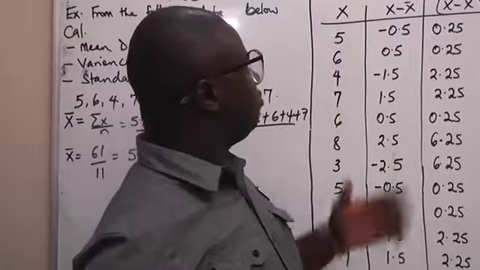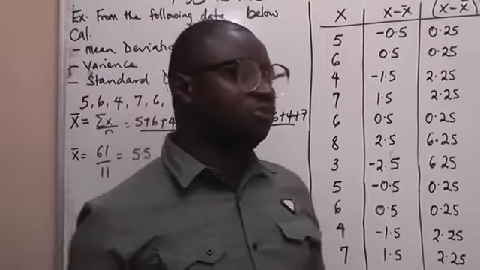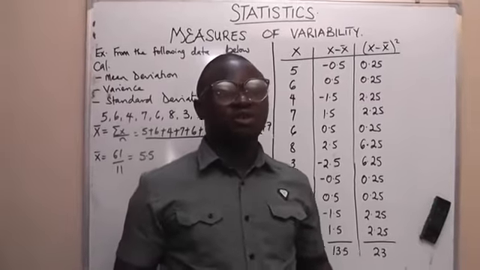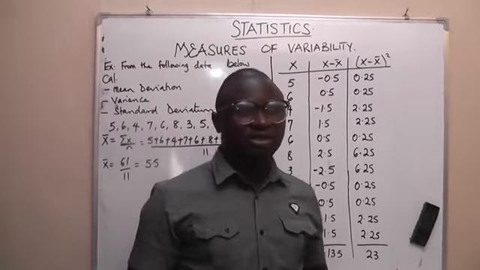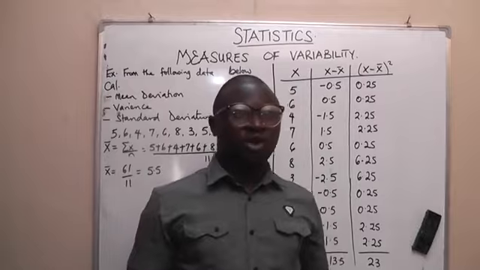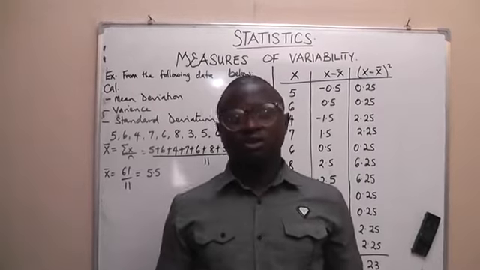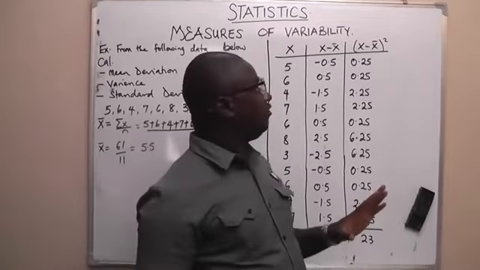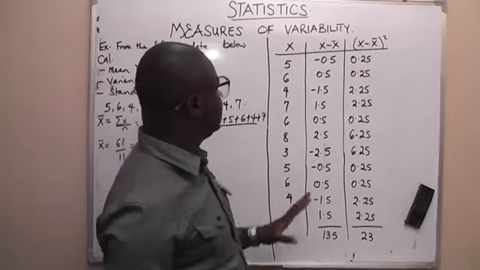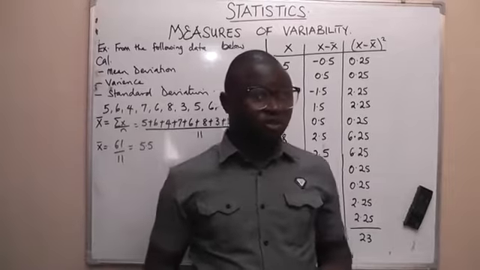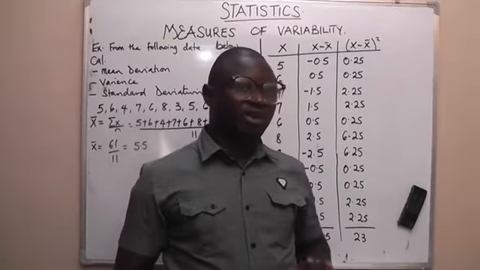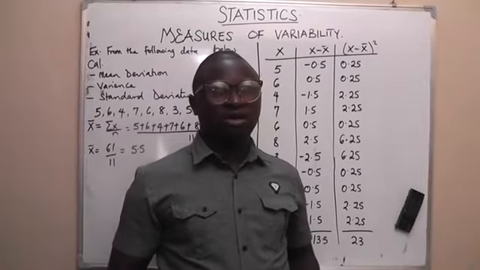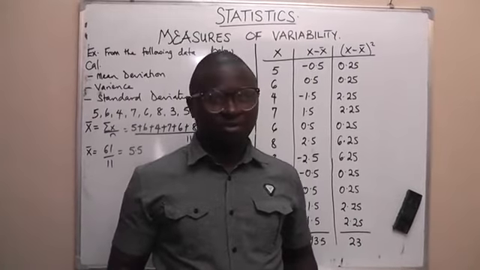Examples of measures of variability or measures of dispersion are the range, the mean deviation, the standard deviation, the variance. We also have things like coefficients of variation and the rest of them. But for this lesson, we'll be looking at basically mean deviation, variance, and standard deviation. So maybe subsequently we'll look at other forms of measures of variability.